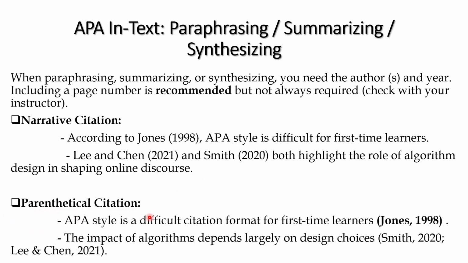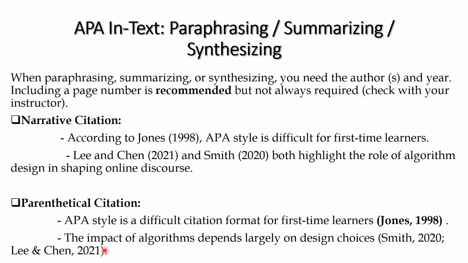In parenthetical citation, both author and year appear in parentheses at the end of the sentence. The first example: APA style is a difficult citation format for first-time learners (Jones, 1998). This example is a standard paraphrase. In the second example: the impact of algorithms depends largely on design choices (Smith, 2020; Lee & Shin, 2021). This example shows synthesis using a parenthetical format.